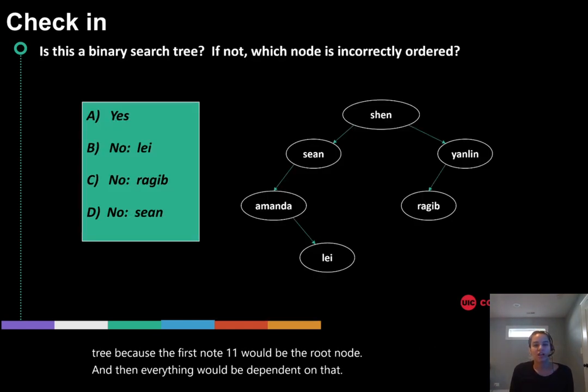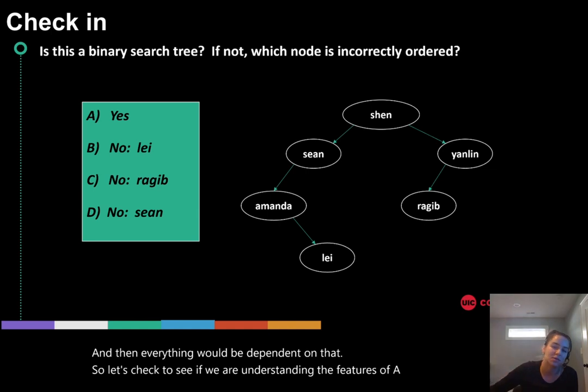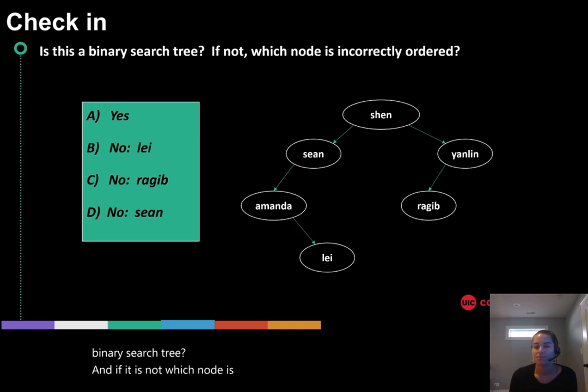So let's check to see if we are understanding the features of a binary search tree before we start talking about some of the algorithms. The question is: is this a binary search tree? And if it is not, which node is incorrectly ordered? So pause the video and think about it, and then come back when you're ready.